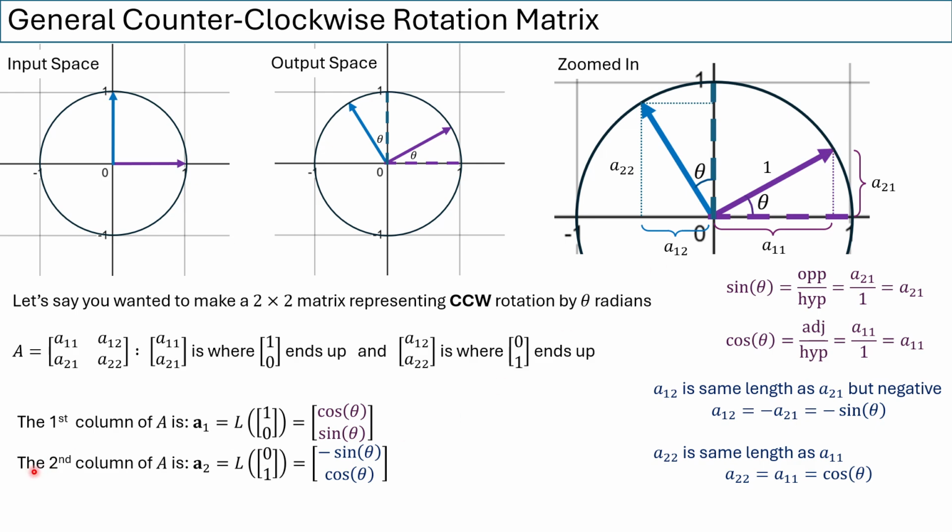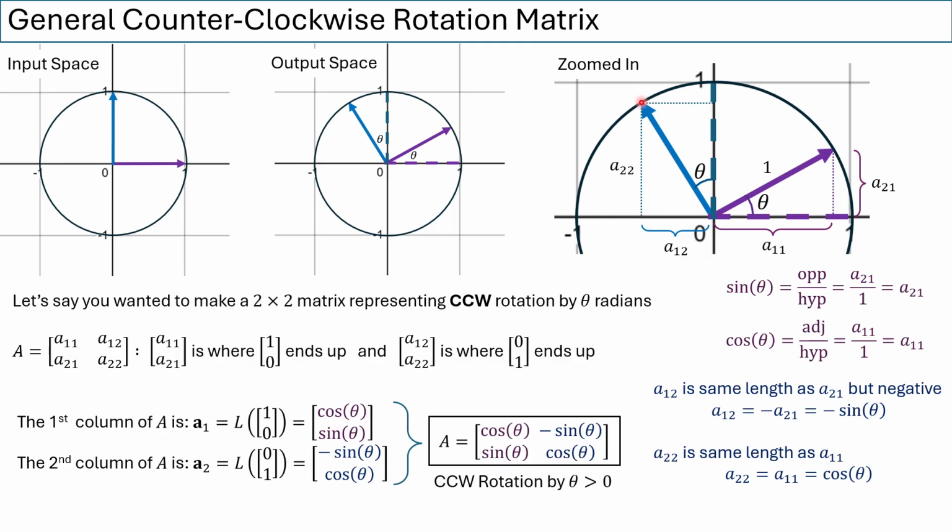And then the second column is where (0, 1) maps to after rotation by theta radians as well, counterclockwise. That's going to be negative sine theta, cosine theta, that's this point right here. And so we got our general counterclockwise rotation matrix, which works for any angle theta. By convention, we'll just say theta is strictly larger than 0.